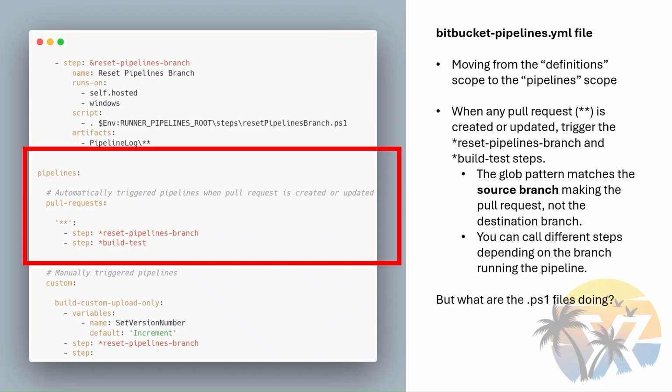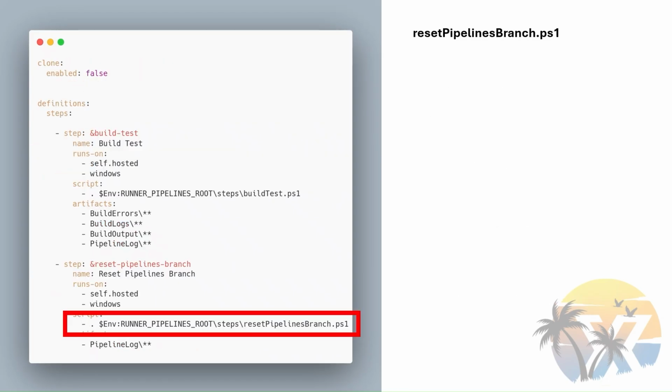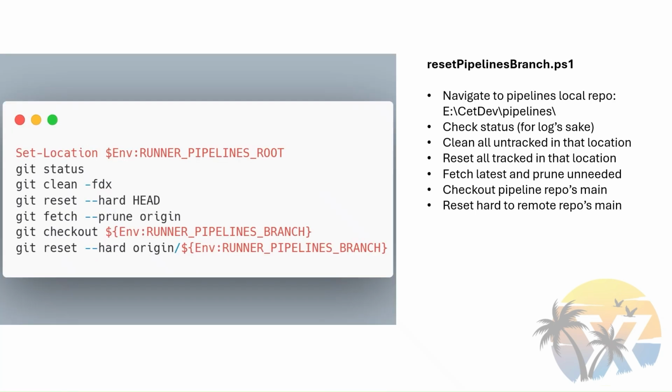So what are the PS1 files actually doing? For example, this reset pipelines branch. What is it doing, and why do I want to do it at the beginning of a pipeline? This is really all it's doing. I removed a bunch of debug stuff, but all it's doing is saying, okay, go to the root of the pipelines PowerShell's repo, local repo. So go to the folder where we have cloned our PowerShell scripts.